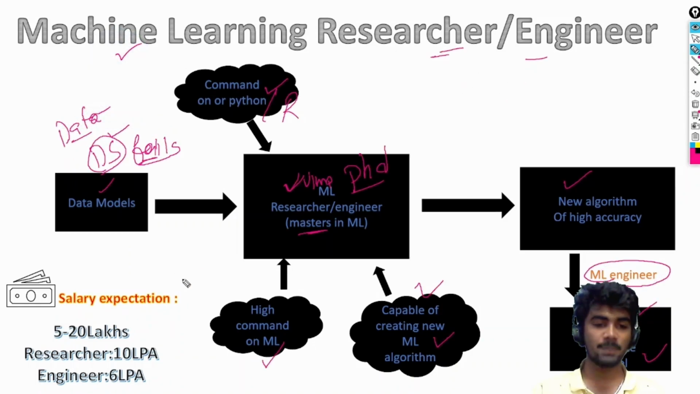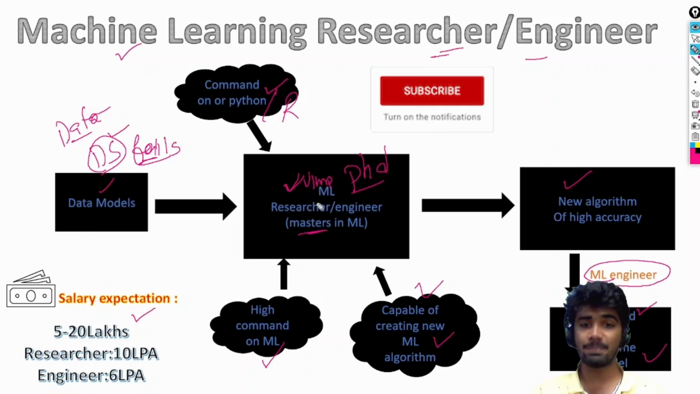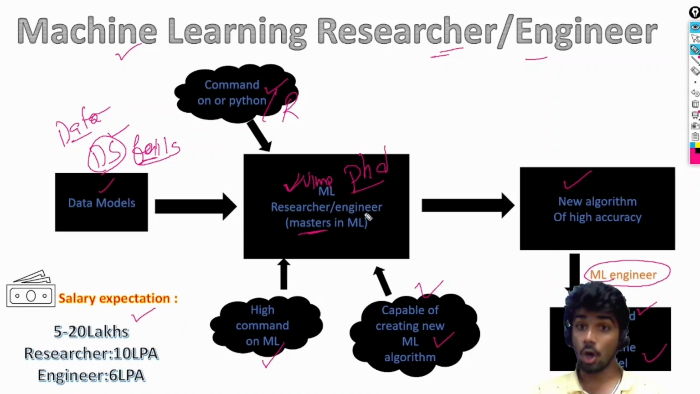So the salary expectation for this role is around 5 to 20 lakhs in India, because this is the most paid role, because the machine learning researcher is a person who should have a PhD or masters. He should be in a position to develop the algorithm itself. So that's the reason this is the highest paid role in the entire pipeline of data science. The salary expectation is around 5 to 20 lakhs with an average package of 10 lakhs per annum. This is the highest paid job.